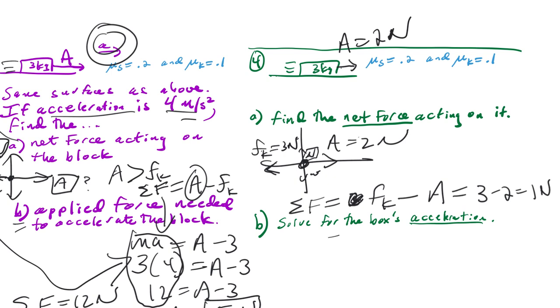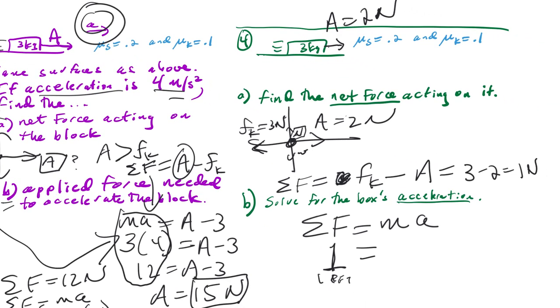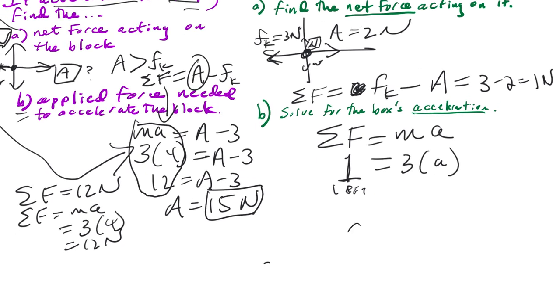Solve for the acceleration of the box. It's MA. Now I can use this because I have the net force is 1 to the left. So 1 to the left is the mass, which is 3 kilograms, times A. So A is 1/3 meters per second squared to the left. So it's slowing down.